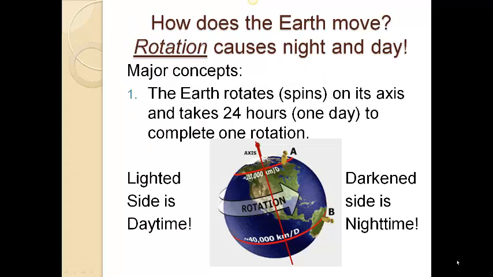So here we go. The major concept is that the Earth spins or rotates on its axis, and it takes 24 hours, a full day, to do one rotation. This means that half of the Earth is lit and half of the Earth is dark all the time. The lighted side we call daytime, and the darkened side we call nighttime.